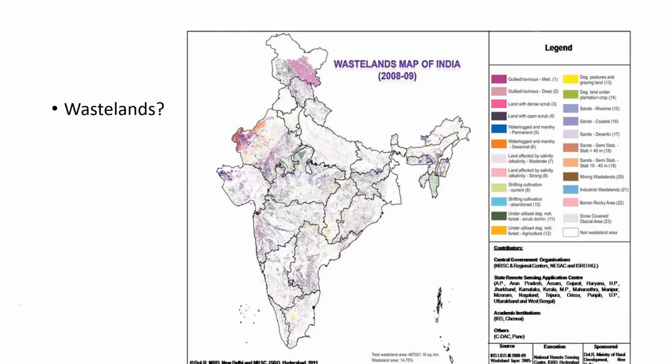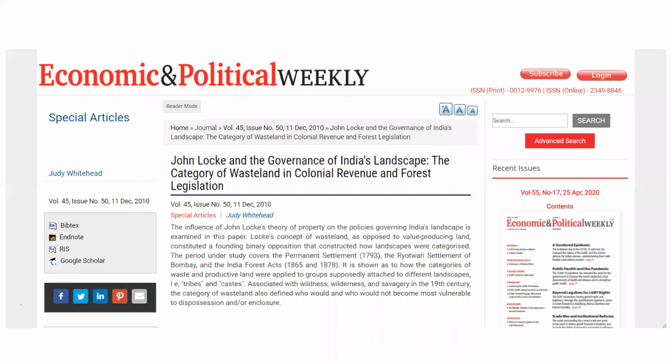And those who want to read more about the history of this term, how it was used, and the implications of the use of this term wastelands to describe drylands and grasslands, there is a really nice article by Judy Whitehead in the Economic and Political Weekly. Do check it out. It will introduce you to how this term came about, and how by terming these grasslands or drylands as wastelands, even the livelihoods and the people who are dependent on these areas also get dispossessed or marginalized in the process. I can also send you the links to these books and articles later on in the chat.